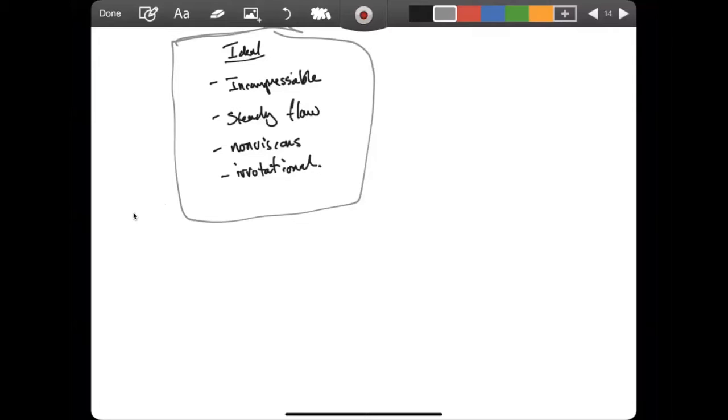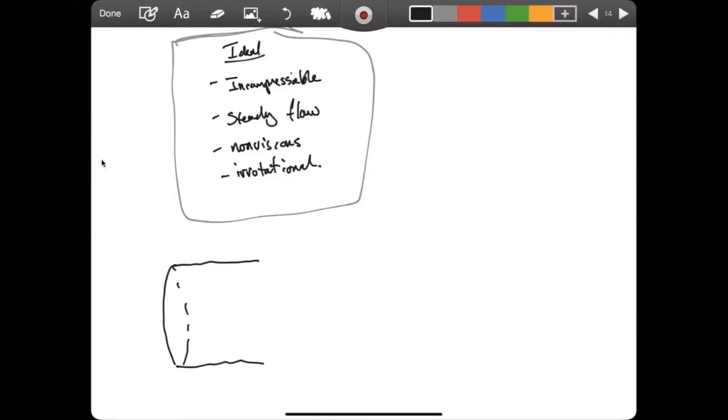So good. The first thing we want to look at is what happens if I have a fluid flowing in a tube, which flows from one cross-sectional area to another cross-sectional area. Anyways, here is my original tube.